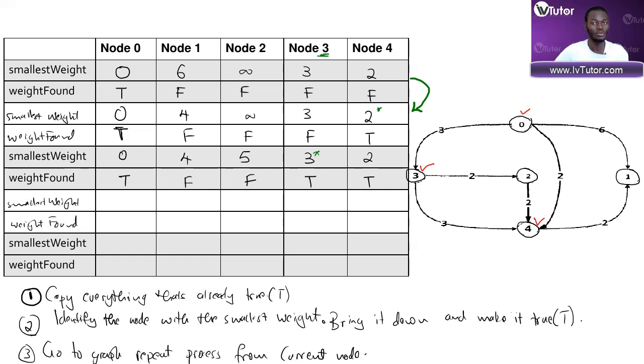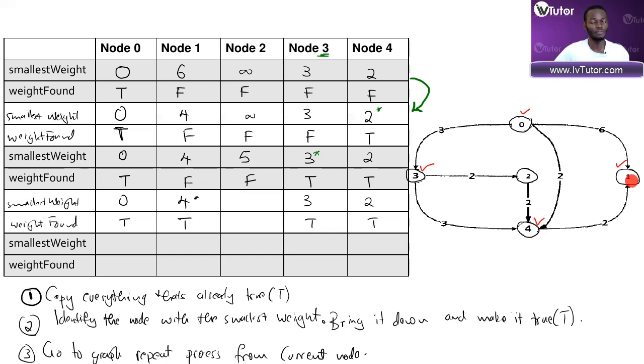Step number 1, copy everything that's true. Step number 2, identify the node with the least weight, move it down and make it true. So this one here, here's the least weight. I'm now here. This is node number 1. Therefore, I'm going to node number 1. So I'm now here. So I'm going to just tick so that I can keep track of where I am. I'm on node number 1 here.